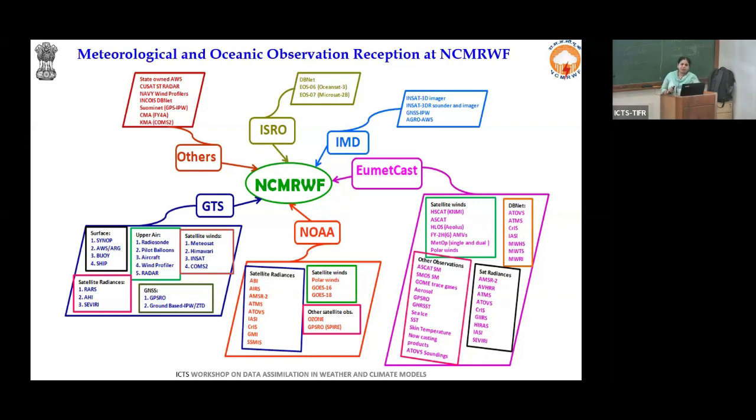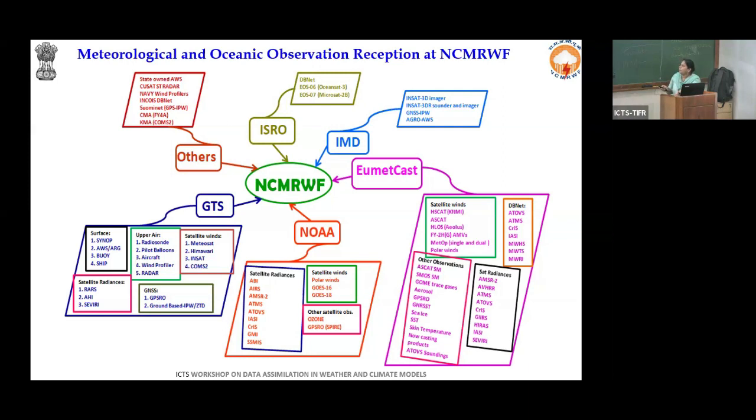So this is the meteorological and oceanographic observation data that we receive at NCMRWF. You know that we are running two global models, so we need all the global observations. How do we get all these global observations in near real time? Because we are running the operational model, we have to get the data in near real time. At NCMRWF we get the data from different sources. The main source is the GTS. GTS stands for Global Telecommunication System. This is the WMO Global Telecommunication System from all over the globe, through which basically all the conventional observations are transmitted.